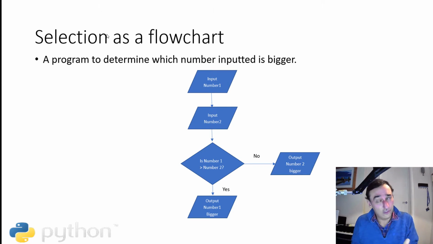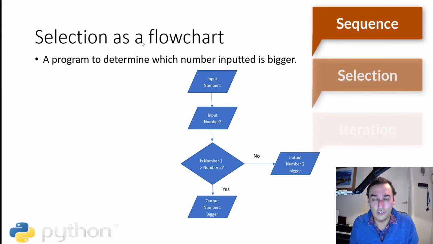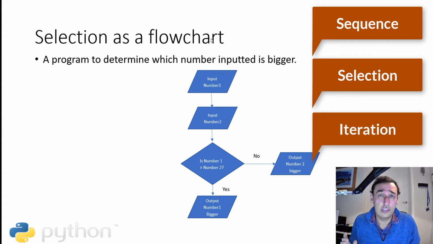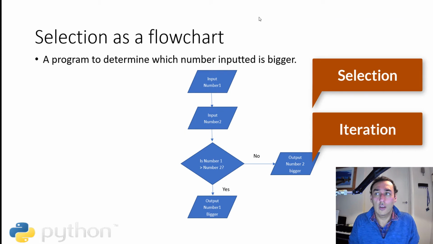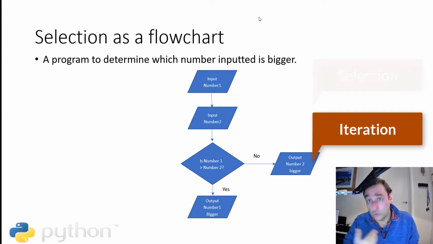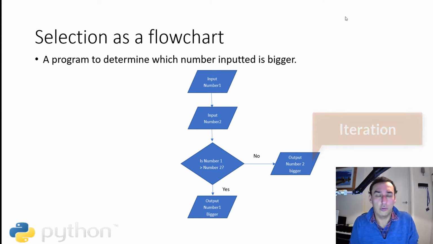I mentioned selection here. That's part of the bigger programming concept, what we call sequence, selection and iteration. Sequence means one instruction after another, selection means making a choice, and iteration, which is loops, we will show in a later lesson.